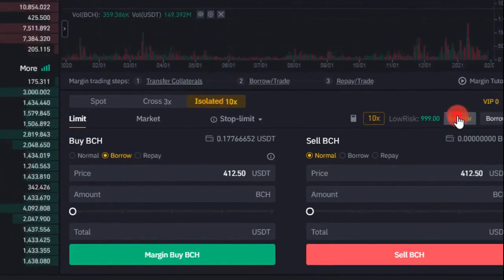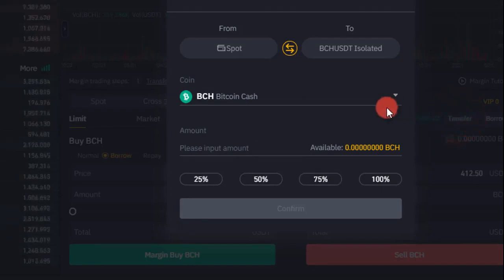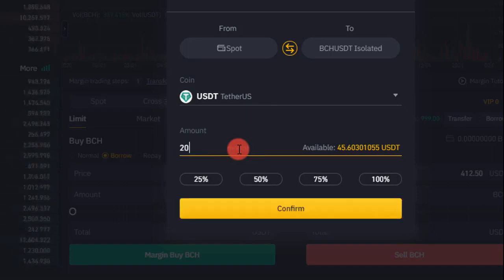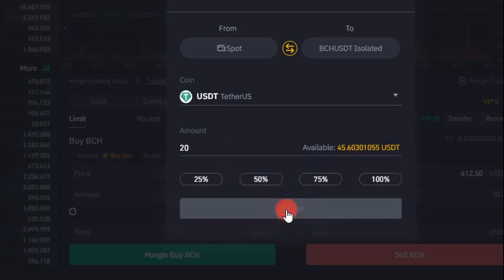Okay, so I'm going to click on transfer, and I'll click on USDT. I'm going to transfer. Since I can trade up to $200 USDT without borrowing loan, I'm going to send in $20 so that when I'm trading 10x, which is 10 times my capital, 20 times 10 is $200. So I'll be able to trade $200 and they are not going to charge me any interest on that. I'm sending $20 in. Let me click on confirm.